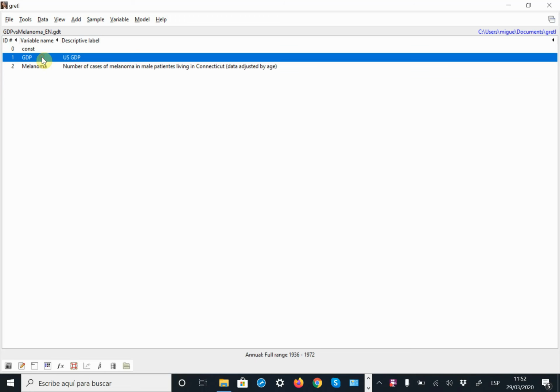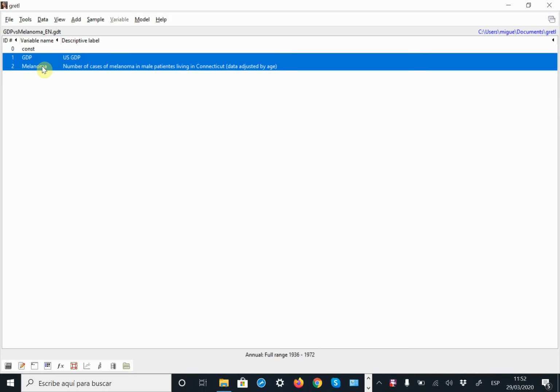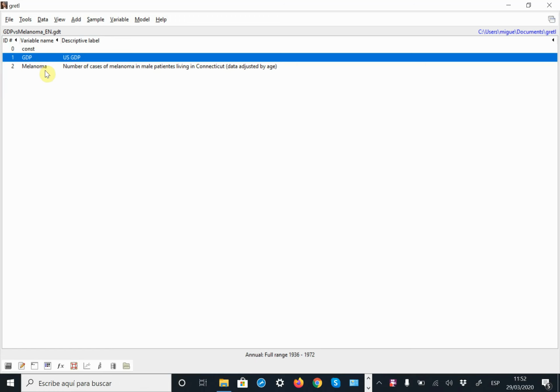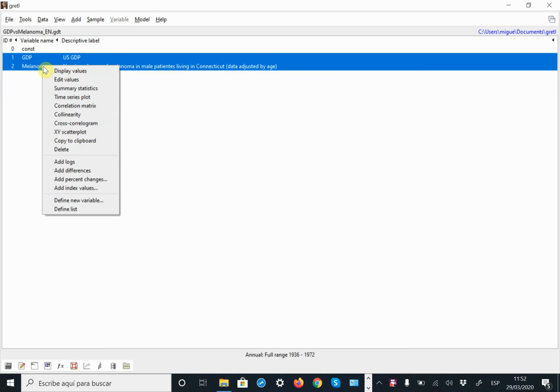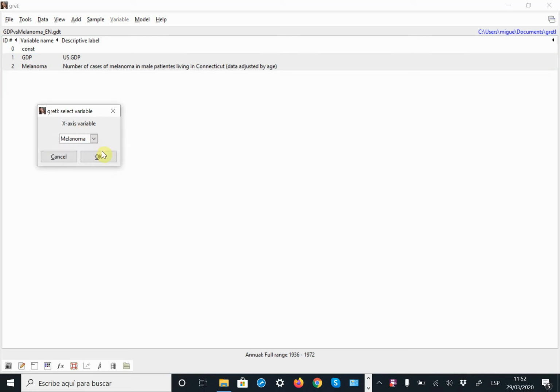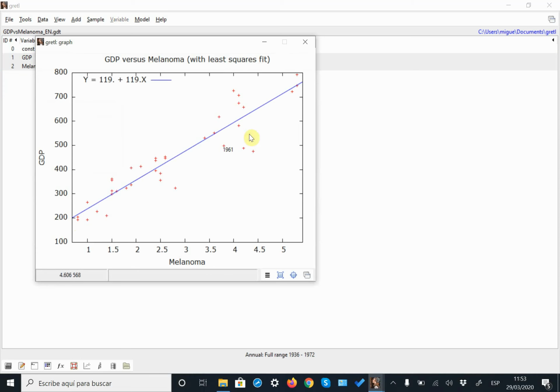The first step consists in looking at this data from the point of view of a regression model. We choose both variables, control click, right button, XY scatter plot. The x-axis variable is chosen to be melanoma. We see a nice regression line with these coefficients. They happen to be the same number. This occurred by random. There is no reason for that to happen. Melanoma is in this axis, GDP is in this axis, and everything looks good.